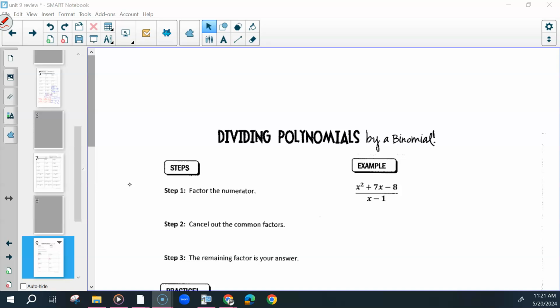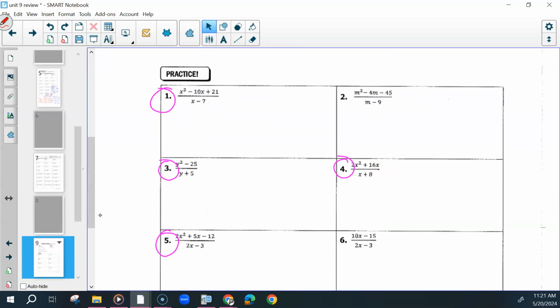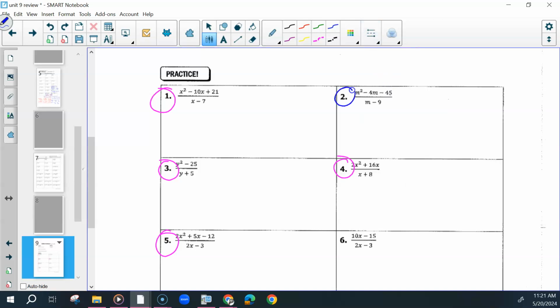-8 and -1 don't cancel out. No. So you have to factor your numerator and then cancel the like factors. 6 and 2. 6 and 2.